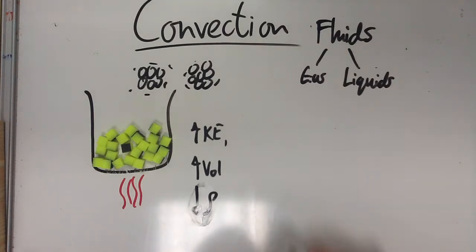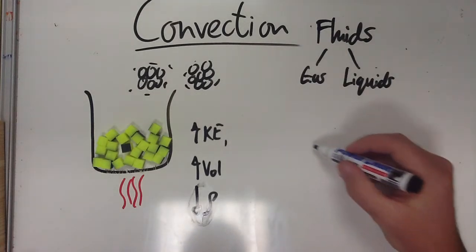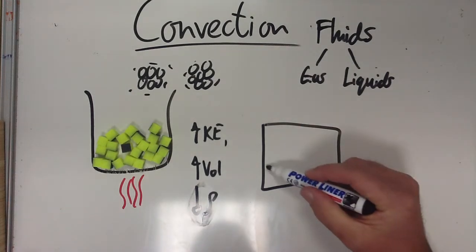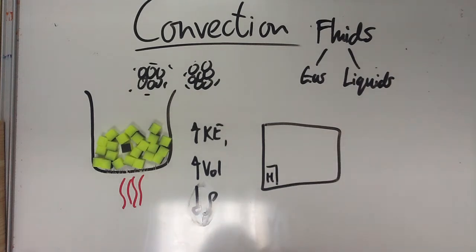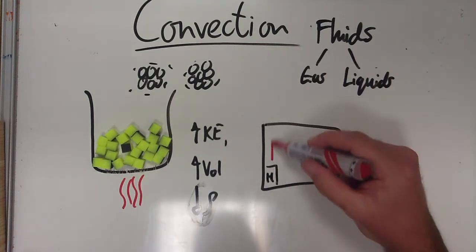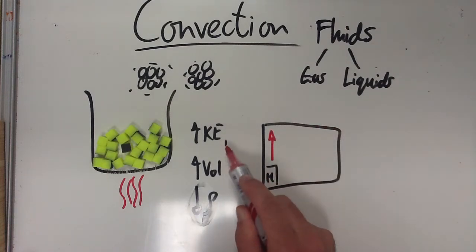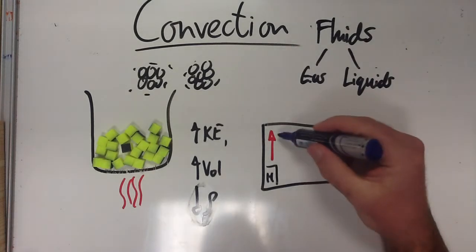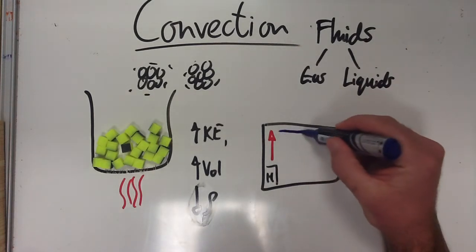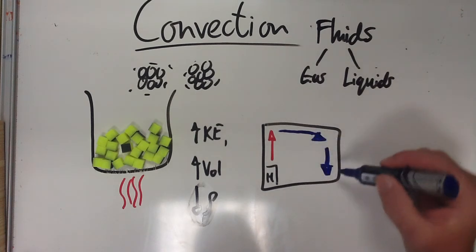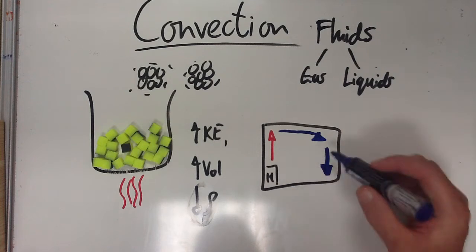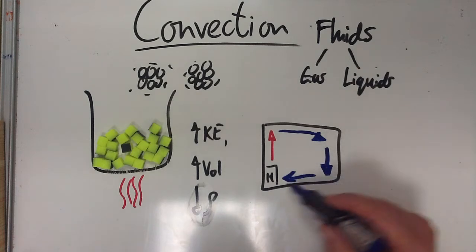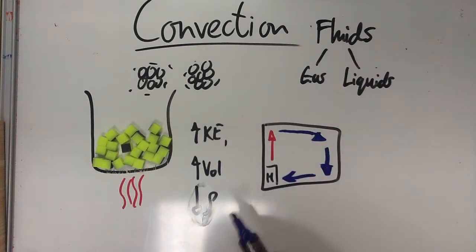Now, where this becomes important in exams is drawing convection diagrams. If I have a room and a heater in the corner, the heater will heat the air above it, causing the warm air to gain kinetic energy, increase in volume and decrease in density. As the air moves away from the heat source, it will cool down and gradually fall, increasing in density, decreasing in volume and losing kinetic energy. Eventually it will come around to the heater again and we end up with what's called a convection current.